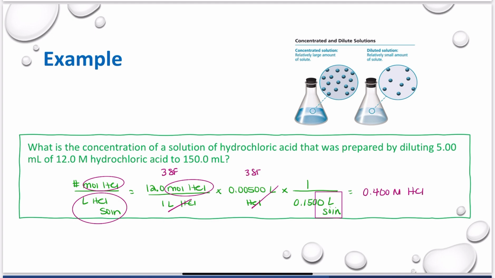Again, 3 sig figs, 3 sig figs, 4 sig figs. My final answer can have 3 sig figs. That's why I'm carrying those zeros along to make sure that I have the right number of sig figs.